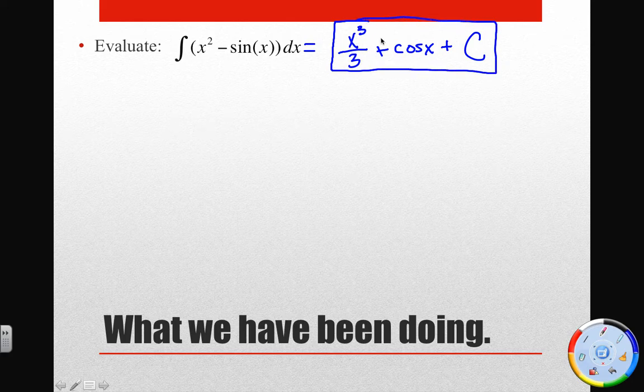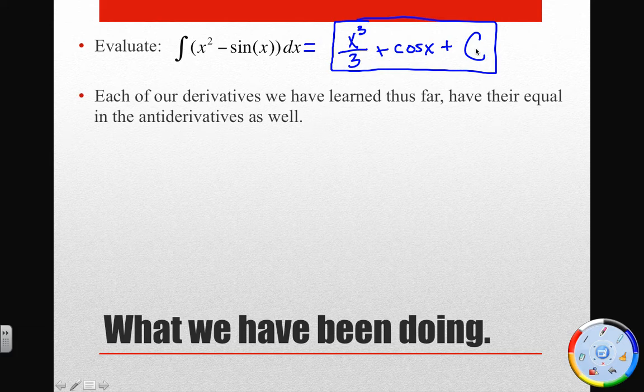And it's easily checked. All we would have to do is find the derivative of this new function. The derivative of x cubed over 3 is x squared. The derivative of cosine is negative sine. And that means we've got the right answer. The derivative of a constant is just 0. So what we need to remember is that each of the derivatives that we've learned so far in this class have their equal in the antiderivatives as well. We knew the derivative of cosine was negative sine, so we should know that the antiderivative of negative sine is cosine.